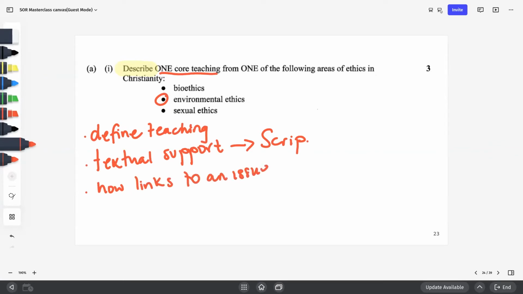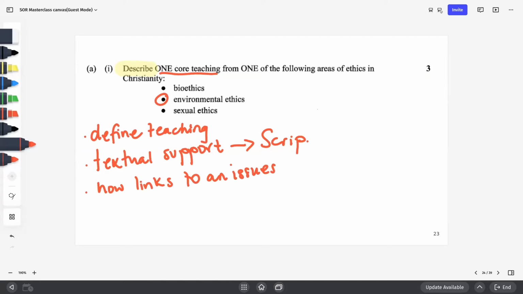So if you're using stewardship, if you would define it, this is what it is. Here is where it is in stewardship about having dominion or taking care, depending on whether you're using Genesis 1 or 2. And then this links to how we would live in terms of reducing global warming or reducing deforestation in our community. So it's quite straightforward, but you need to plan it out.